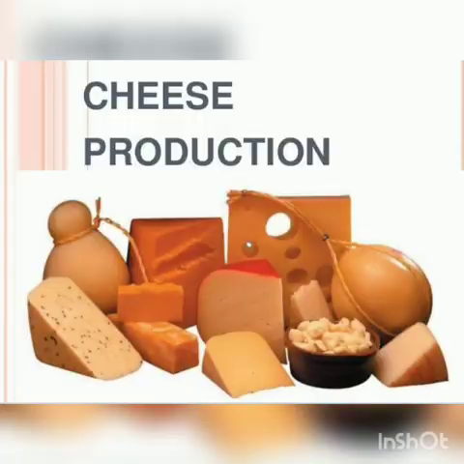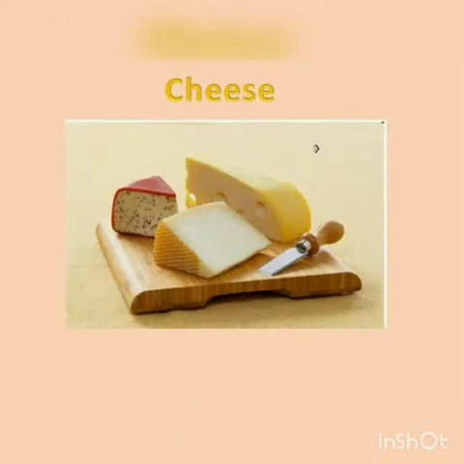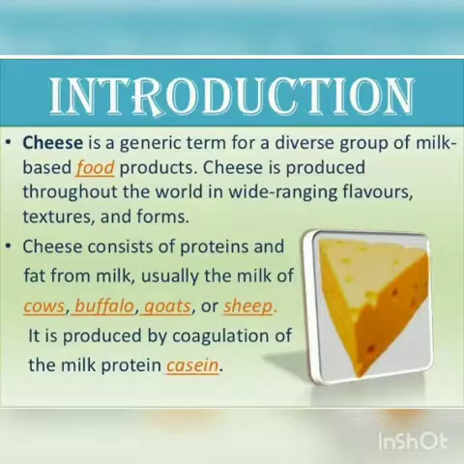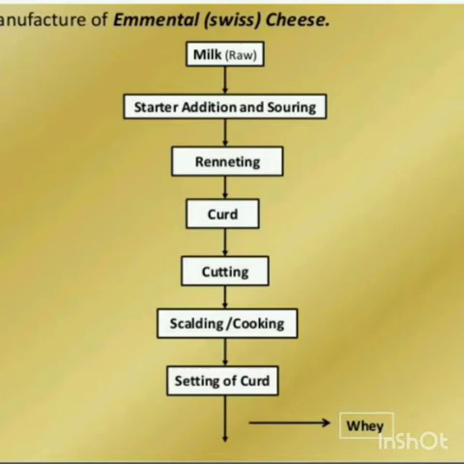Cheese is a dairy product produced in a wide range of flavors and textures, and is formed by coagulation of the milk protein casein. So cheese is made from casein. During cheese production, milk is usually acidified and the enzyme rennet is added to cause coagulation.